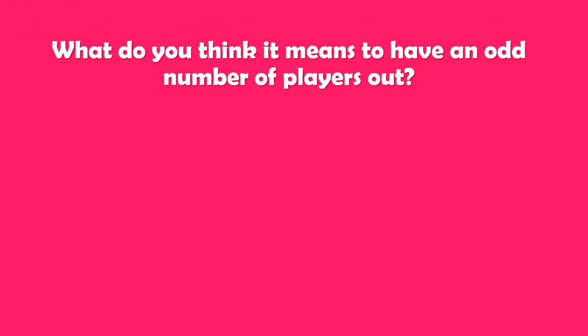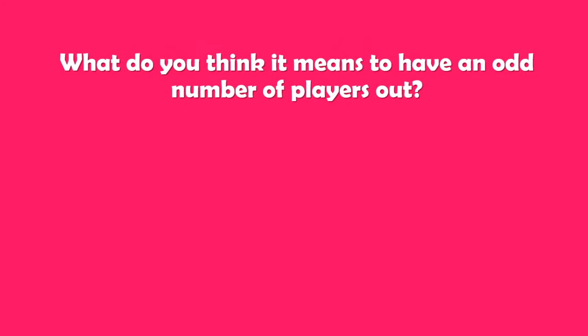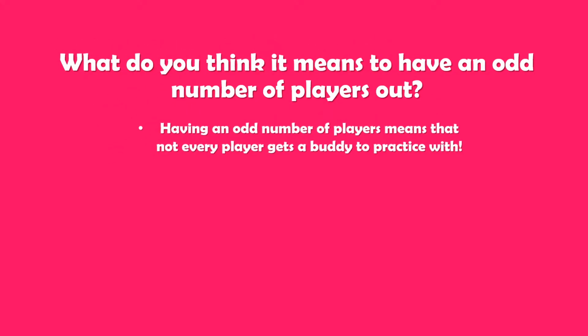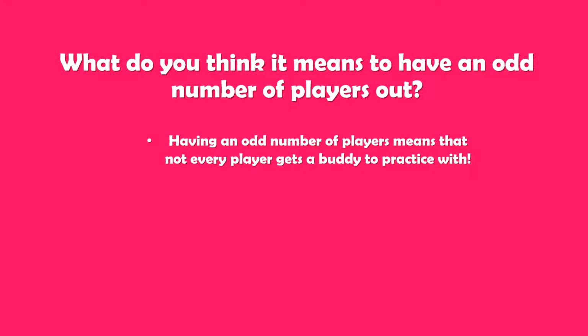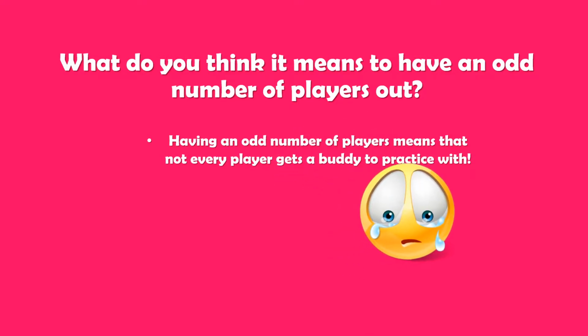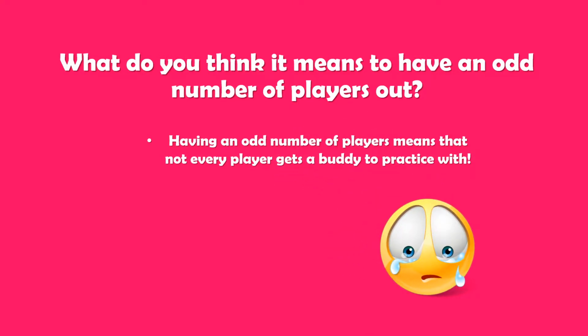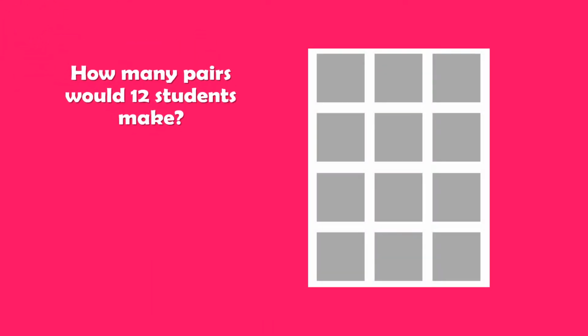What do you think it means to have an odd number of players out? Having an odd number of players means that not every player gets a buddy to practice with. How many pairs would 12 students make?